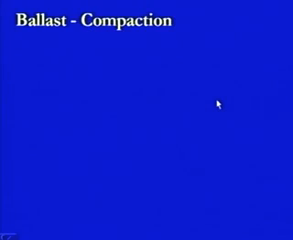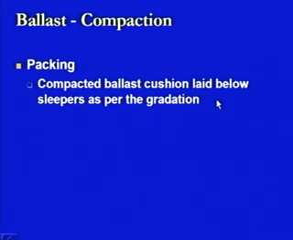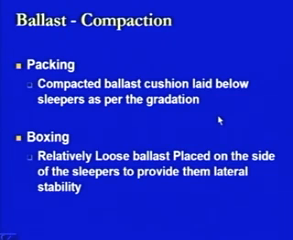Now, we come to some of the specific aspects of the ballast, some definitions, that is packing. Packing is the compacted ballast cushion which is laid below the sleepers as per the gradation, whereas there is boxing. Boxing is a relatively loose ballast which is placed on the side of the sleepers to provide them lateral stability. So, there are two types of conditions. One is the material which is being packed and the material which is boxed between the two sleepers which are placed side by side, and from the top it is defined by the level of the rail section.